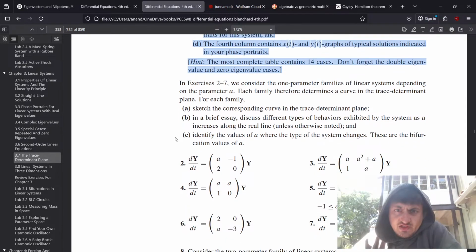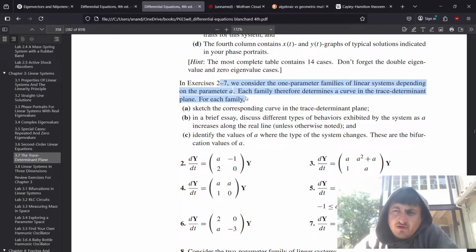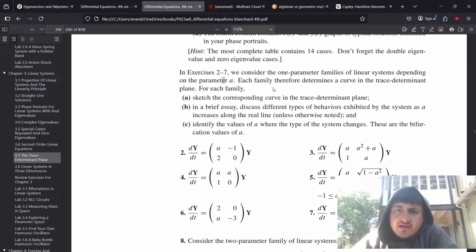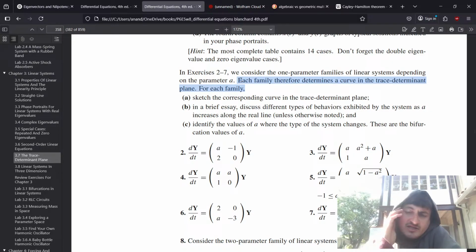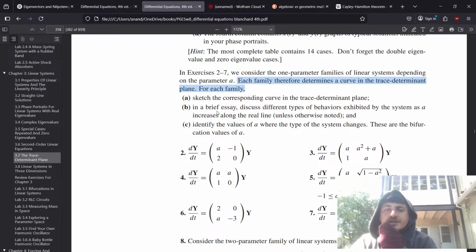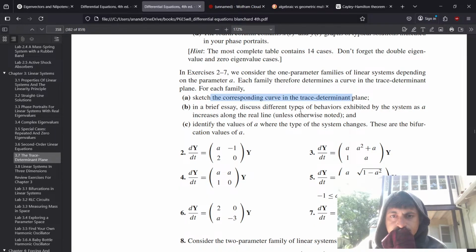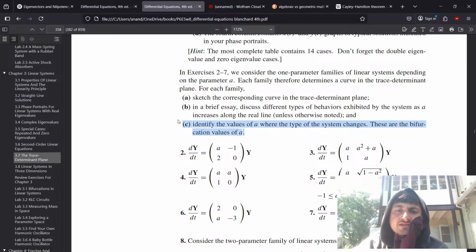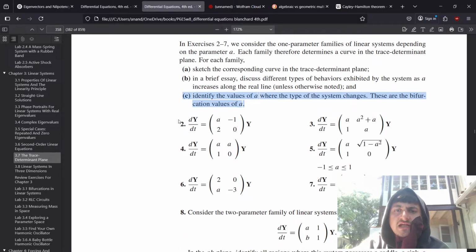All right, problem 2. In exercise 2.7, we consider the one parameter families of linear systems depending on the parameter A. Each family therefore determines a curve. Is it a curve? Or is it a line? I was thinking it's a line. All right, we're going to have to do a lot of these because these are really interesting. Yeah, these are good. I like these. Identify the values of A where the type of... Okay, these are the bifurcation values of A.